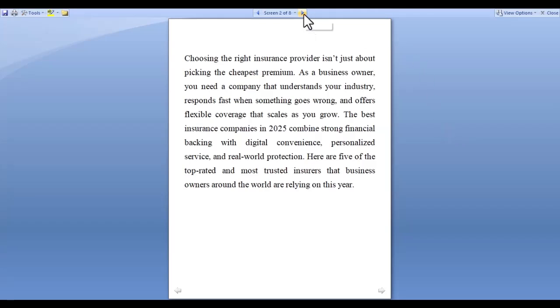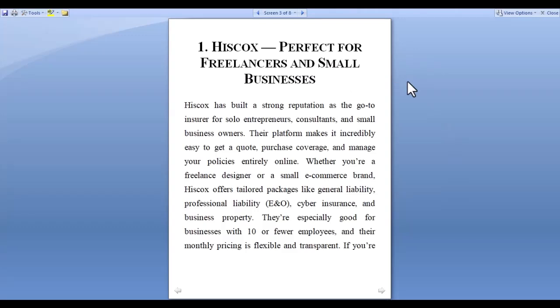Number 1 here says Simply Business, perfect for freelancers and small businesses. They have built a strong reputation as the go-to insurer for solo entrepreneurs, consultants, and small business owners. Their platform makes it incredibly easy to get a quote, purchase coverage, and manage your policies entirely online.